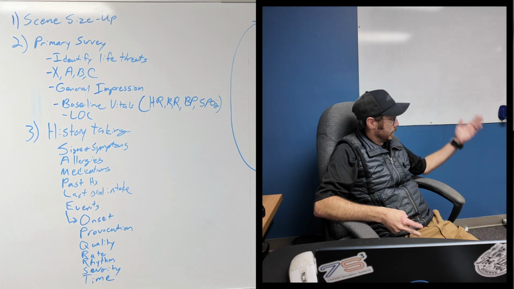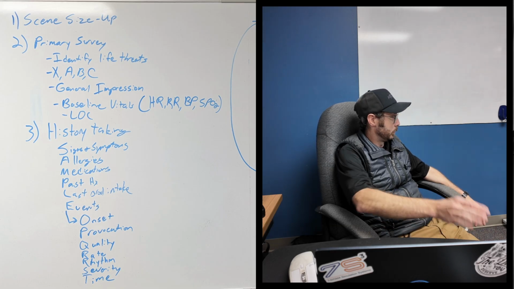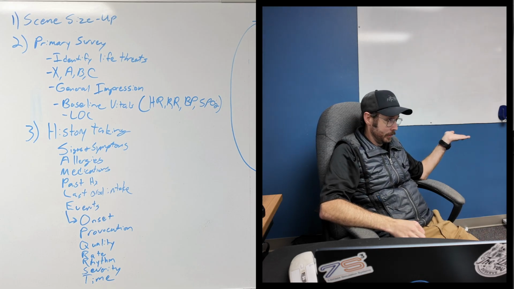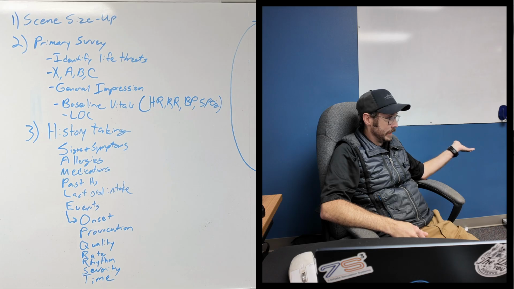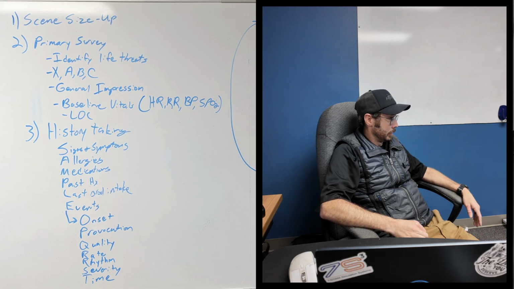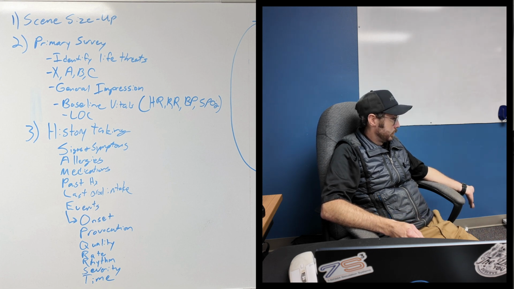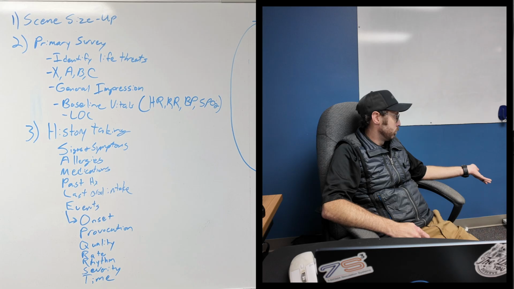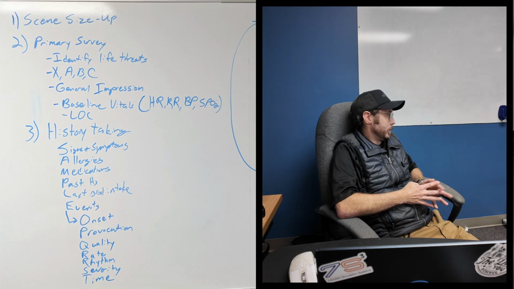Right. And then we got our OPQRST stuff there. So onset, when did this start? Anything make it better or worse? What does it feel like? Describe it to me. Rate and rhythm. Other thing that you can include there is radiation. So rate, rhythm, radiation. So a rate would be contractions, how often? Correct. Yeah, something like that.